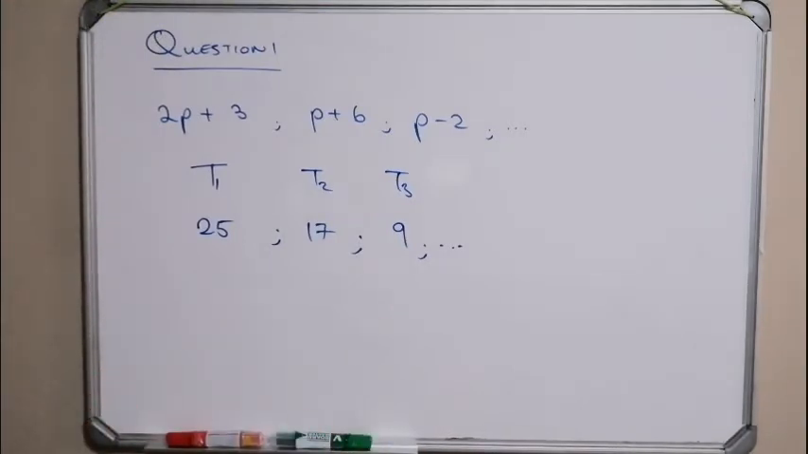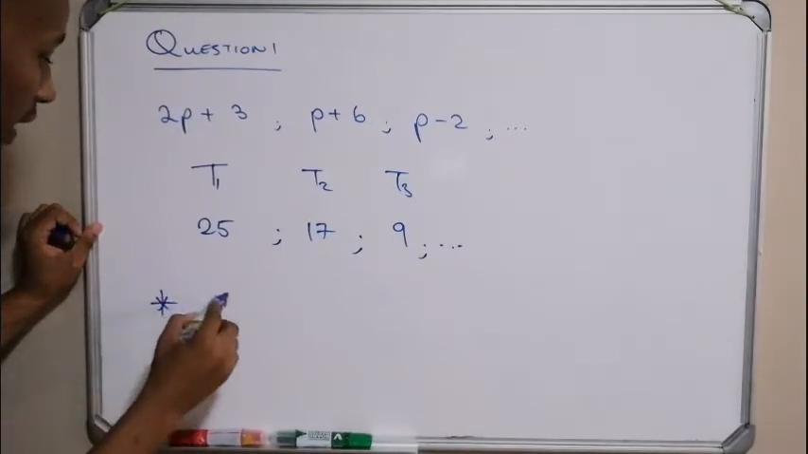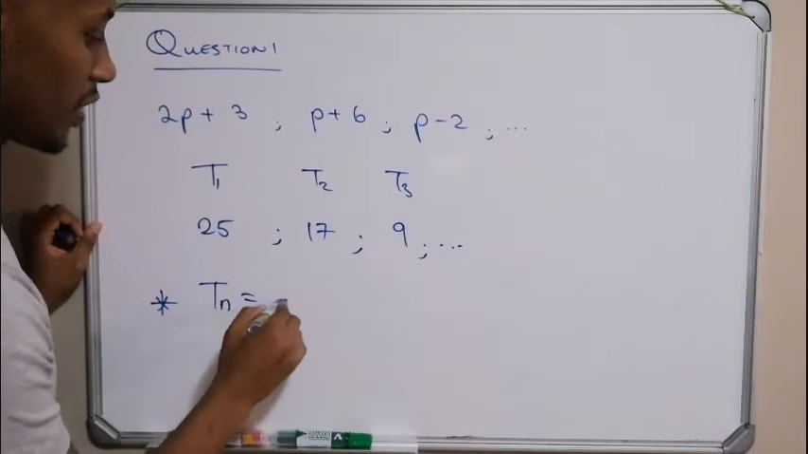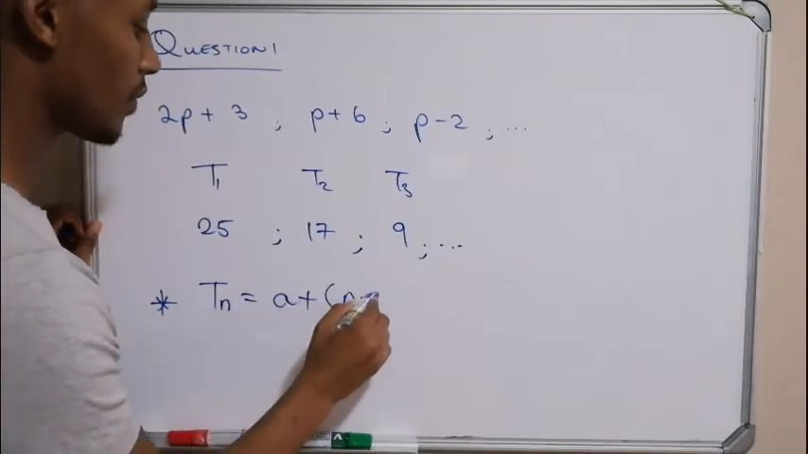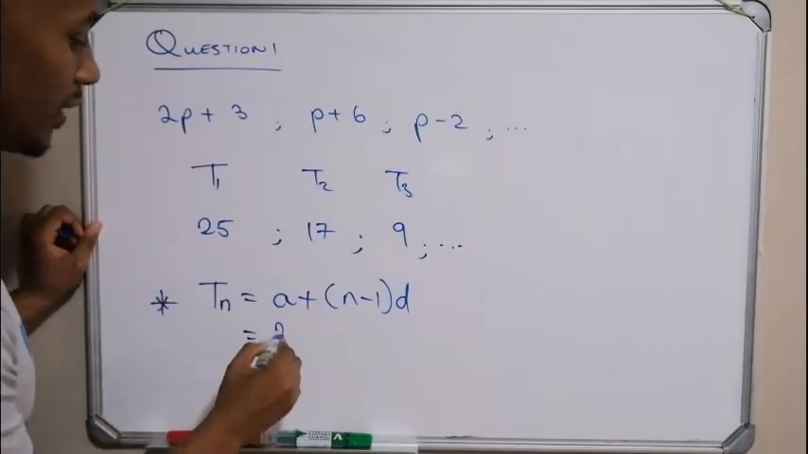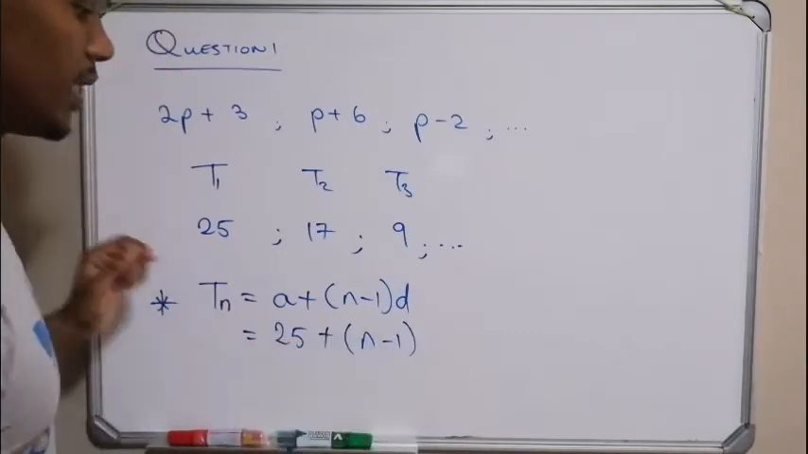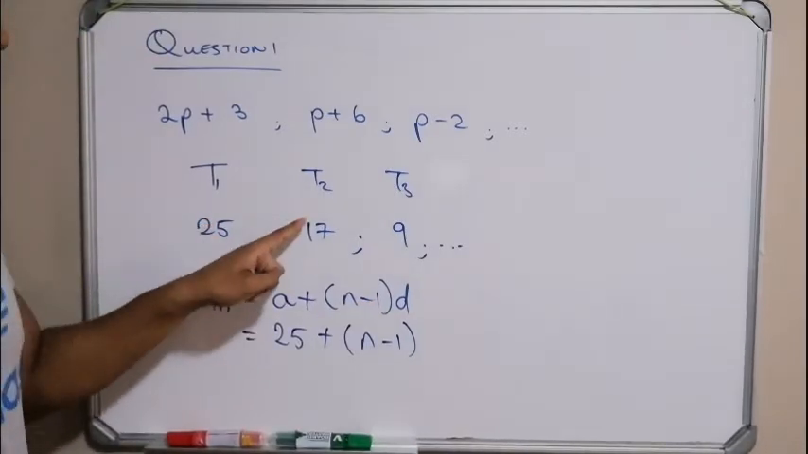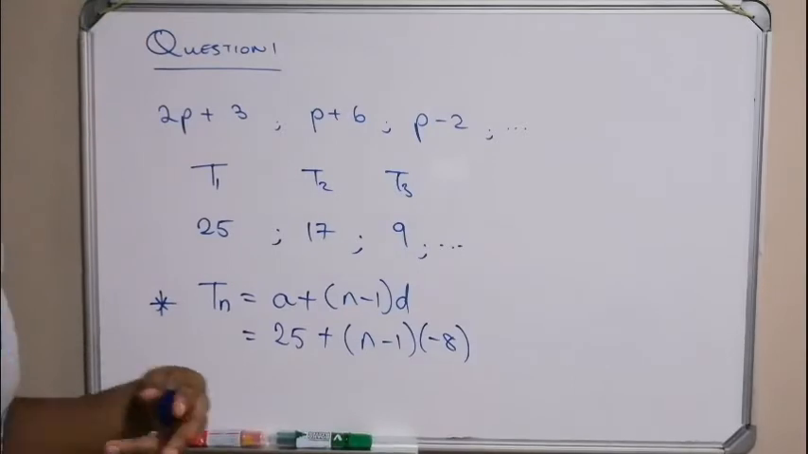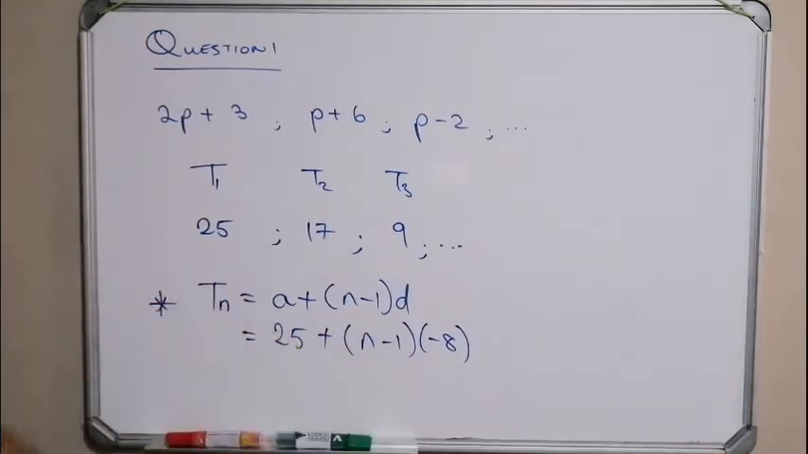We can just work out a general formula for this. That always helps. So I'll just go ahead and do that on the side here. This would be Tn equal to, I'll just write the formula out first. Okay, A is my first term, that's 25. D is my difference. We are minusing 8 each time, so the difference is negative 8. Very important, don't just write the 8, please put the negative there as well.